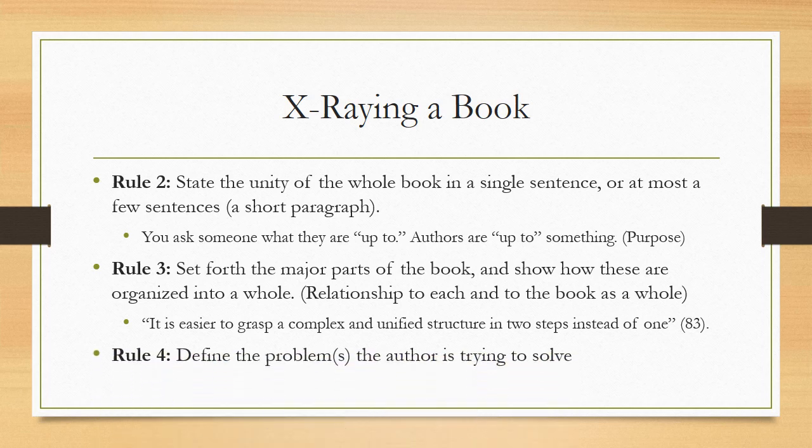Finally, define the problems the author is trying to solve. So this is really important. This rule relates back to the first one. What is the book about, and what is an author up to? So if they have a purpose, usually they're trying to solve some kind of problem. If you're reading a fiction book, it might be merely that they want to sell books and make money. Or it might be they want to write a certain story with a certain theme, a certain idea they want to convey, or they want something to happen to that character, right?